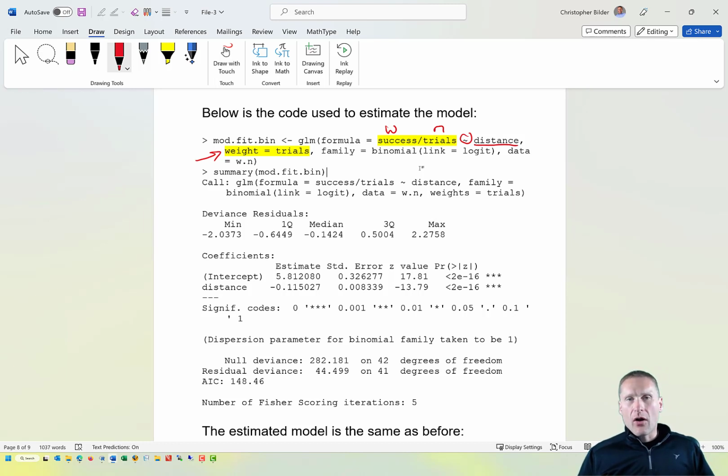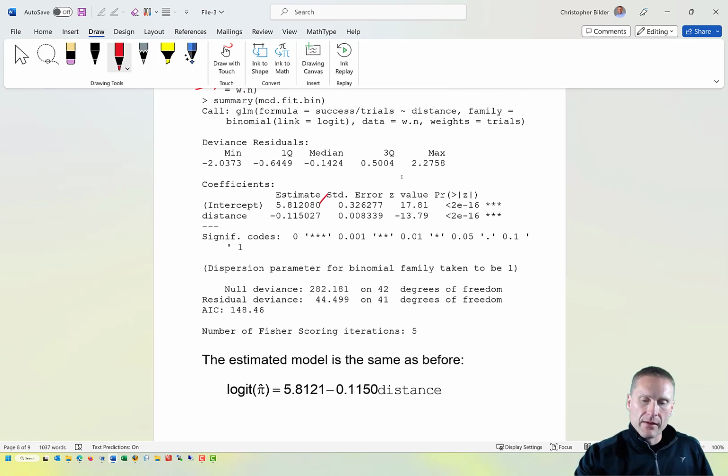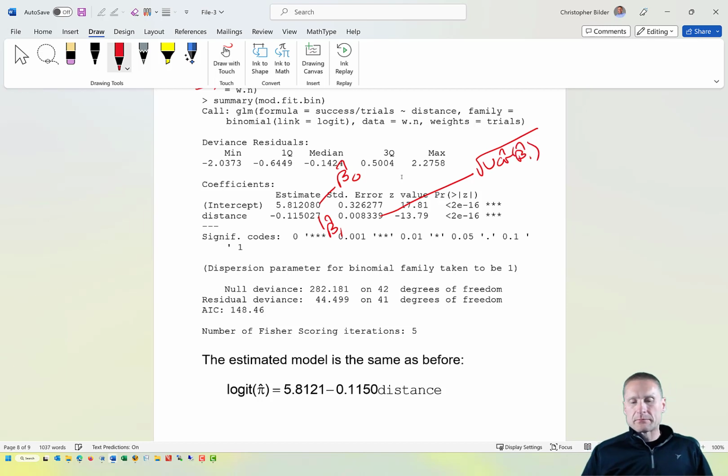And then I need to say weight equal trials. What that tells R is how many trials there are for each unique distance value. You might think that R could just figure that out by seeing this right there, but unfortunately it does not work out with this particular function in this syntax. The family argument is the same as before. My data now is in w.n, and here's my output. Here's my beta hat 0, there's my beta hat 1, here's the square root of the estimated variance of beta hat 1, and so on.